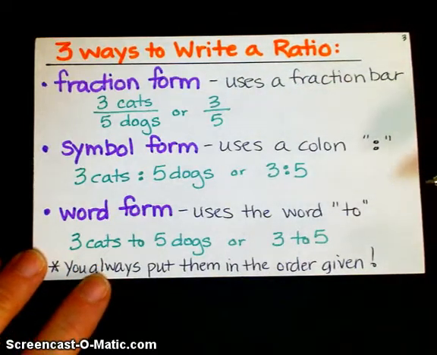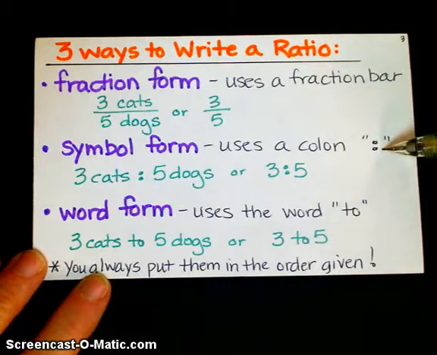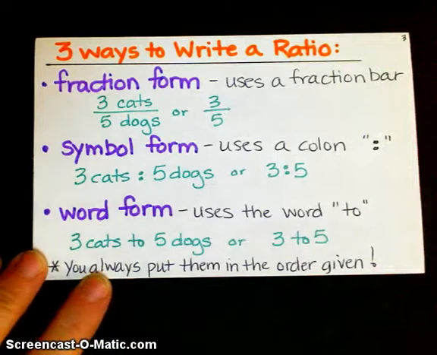Symbol form is the next way to write a ratio, and that uses a colon. It's a symbol that's 2 dots right above each other. So an example of this would be 3 cats to 5 dogs, or 3 to 5.